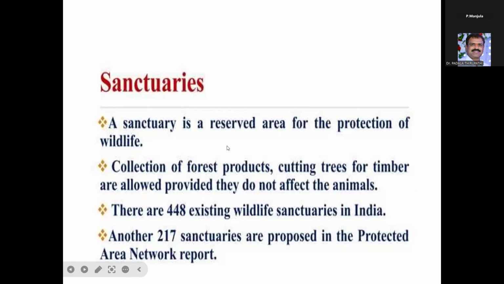The next one is the sanctuary, which is also a reserved area for the protection of wildlife. Here, collection of minor forest produce and cutting of trees are allowed, provided they do not affect the animals. There are 448 existing wildlife sanctuaries and another 217 sanctuaries are proposed in the protected area network.